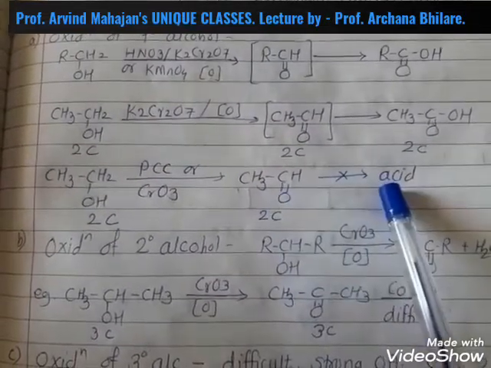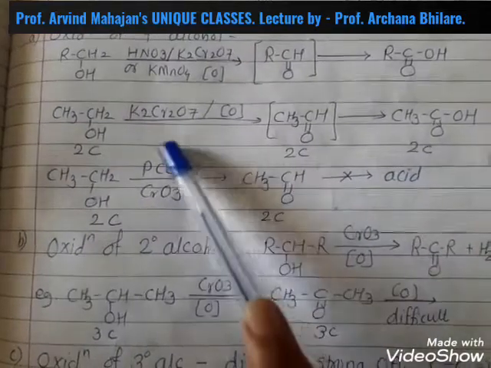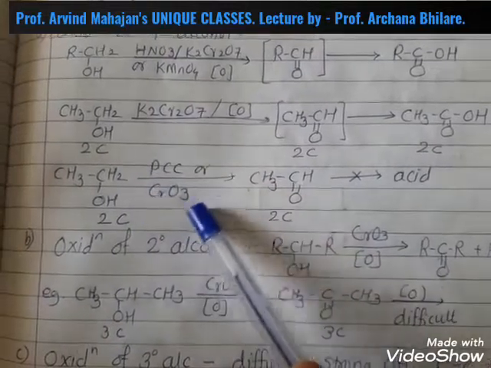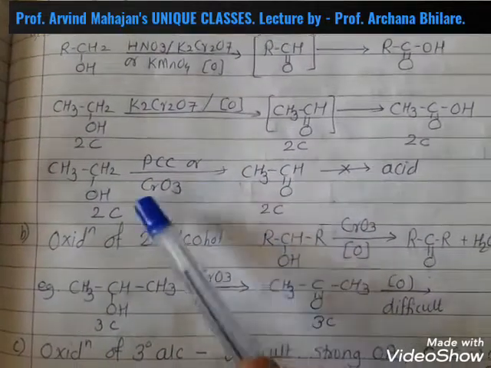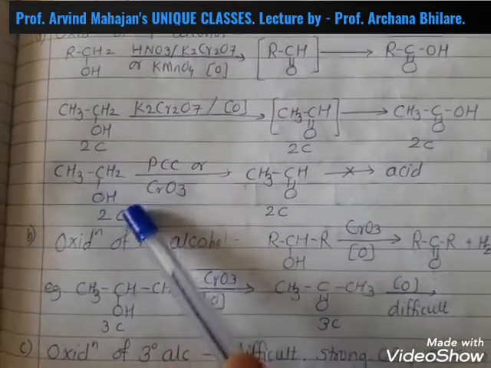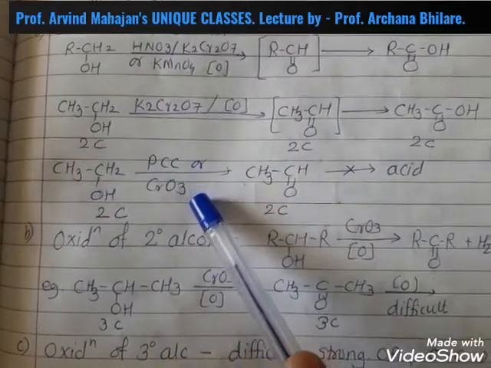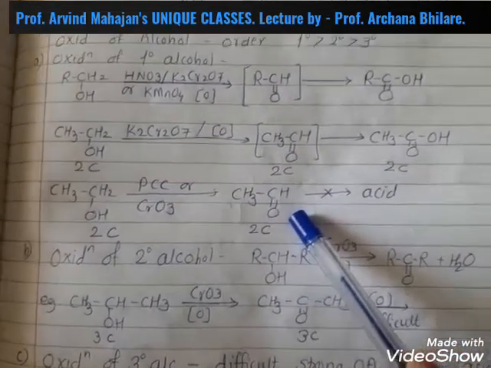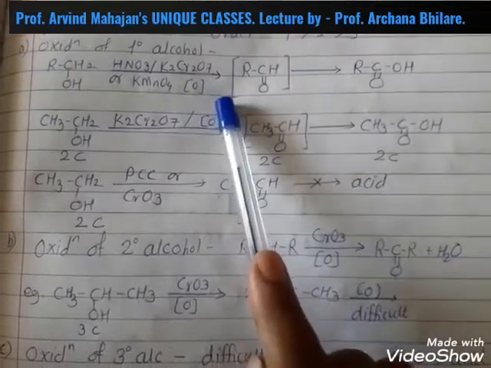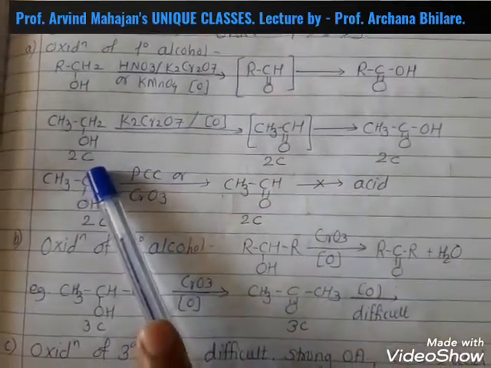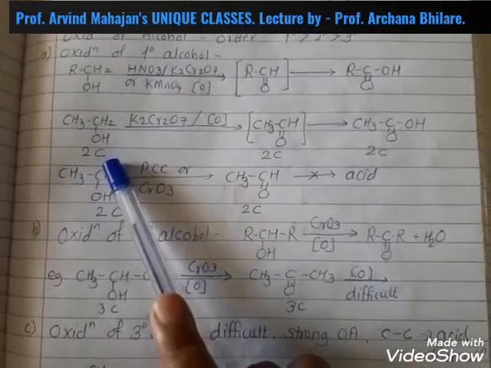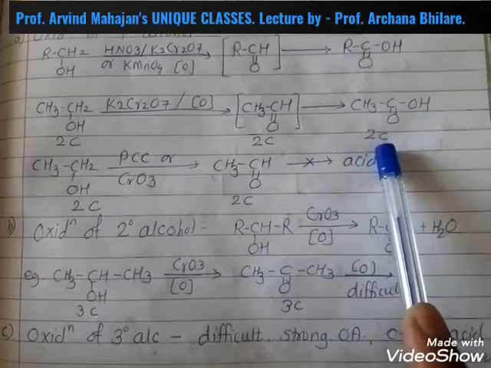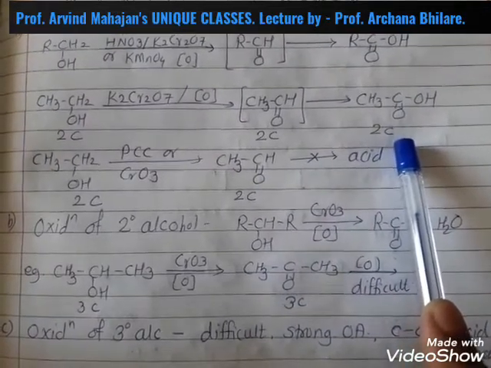Aldehyde is not further oxidized to acid with the help of weak oxidizing agents like PCC or CrO3. So, ethanol is oxidized by using PCC or CrO3 and we get acetaldehyde. One very important thing in oxidation of primary alcohol is the number of carbon atoms. Alcohol contains 2 carbons. Aldehyde obtained also contains 2 carbons and acid obtained by this method also contains 2 carbons.